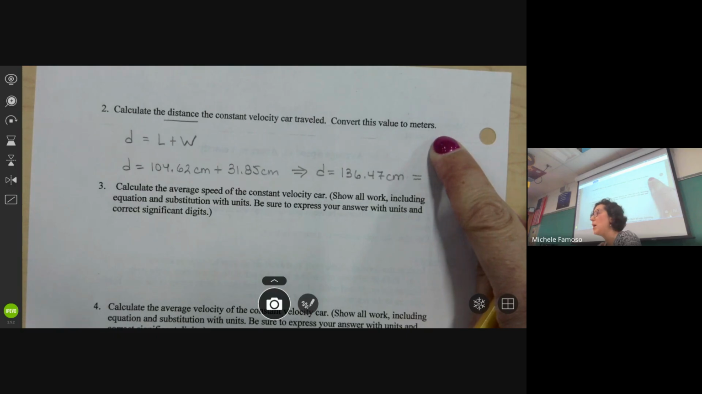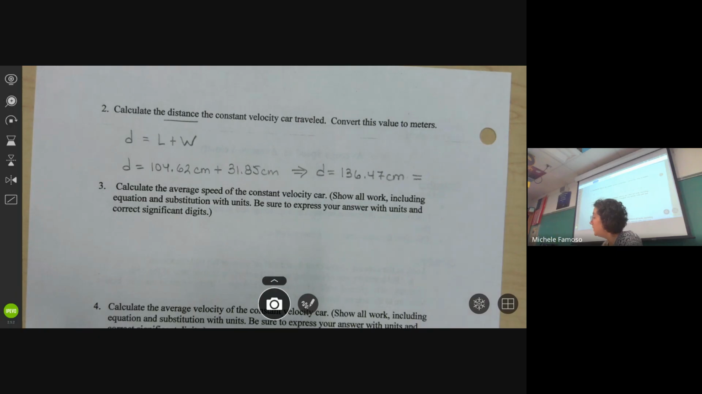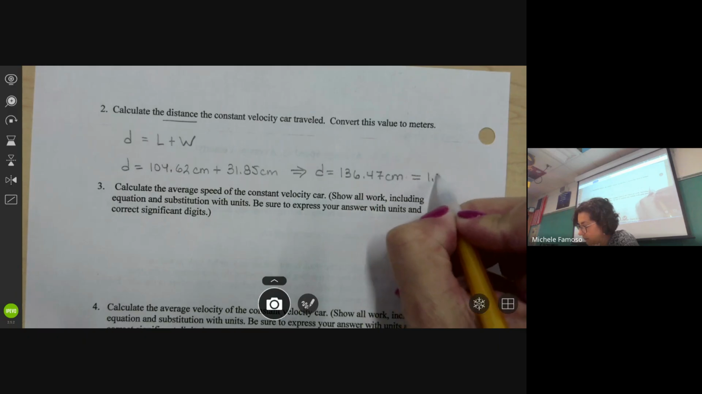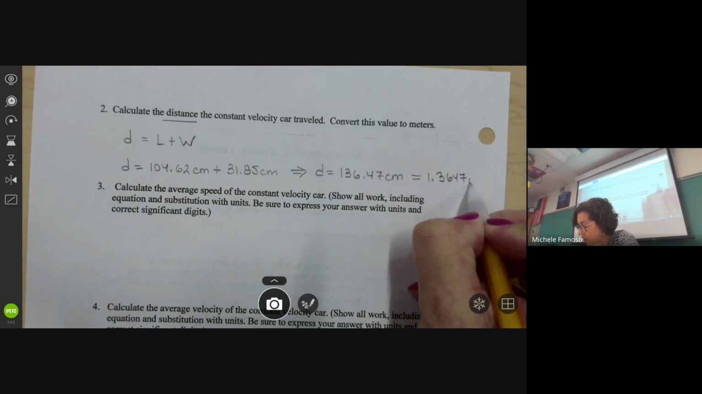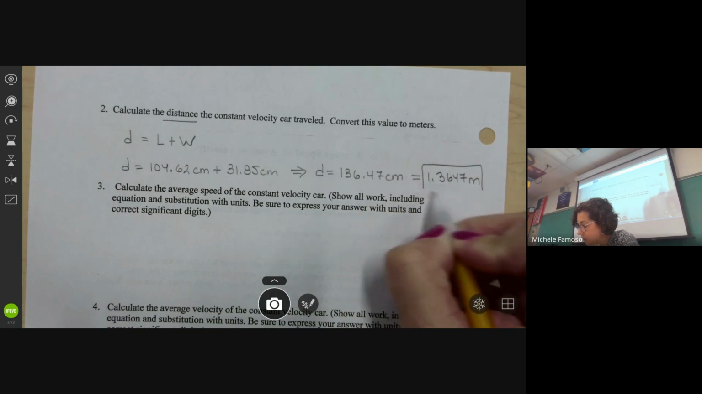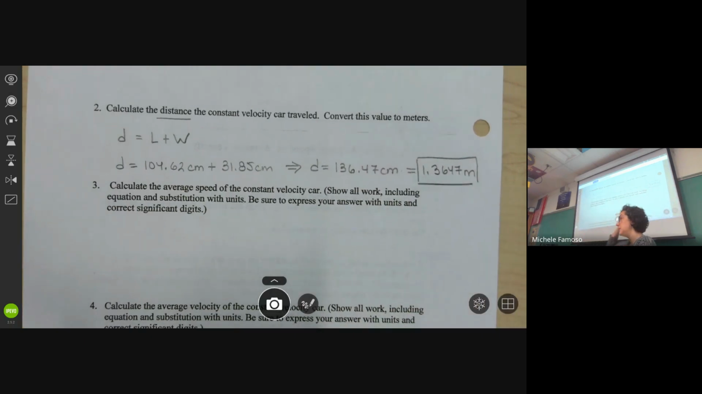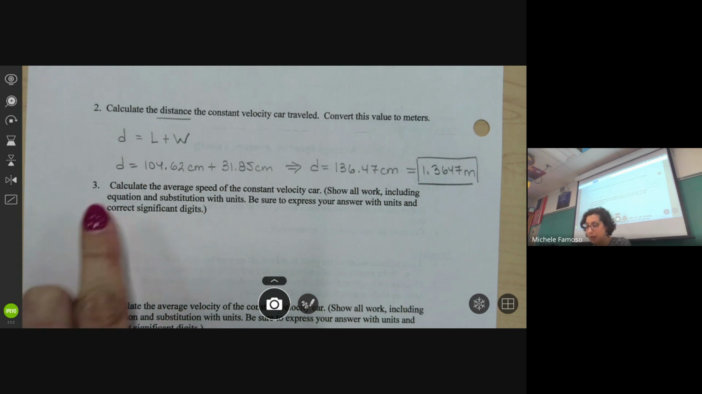What did we do in problem 1 to get the number of meters, Miriam? To the left, that's right. And we don't drop any digits, so that would be my answer for the distance. Move it 2 places left, keep the digits, and that will give you your distance. Any questions so far? Okay, let's go to number 3.